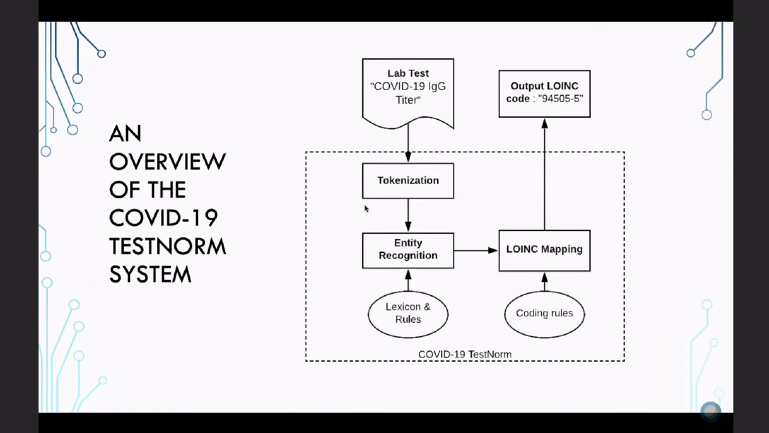This figure shows an overview of the modules of the COVID-19 TestNorm system. It mainly includes entity recognition and LOINC mapping modules with inputs from knowledge components such as lexicons and coding rules. The input lab testing names are tokenized first, then specific entities are recognized and appropriate LOINC codes are automatically mapped based on the coding rules.